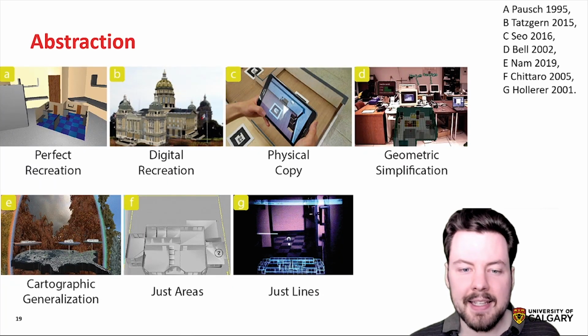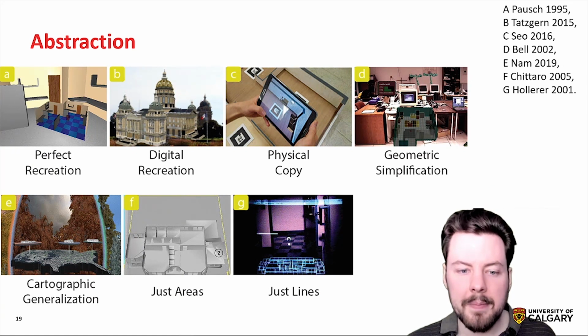The first I'll detail is abstraction, which describes how the replica has been transformed compared to the space it represents. We noticed a wide spectrum of styles of abstraction in the papers we surveyed, and the images here are a sample from our paper that show these styles. In examples like A, B, and C, the environment is recreated as a direct copy. In examples like D and E, pieces of the environment are simplified and emphasized. And in examples like F and G, the replica is reduced to just broad areas or a wireframe.